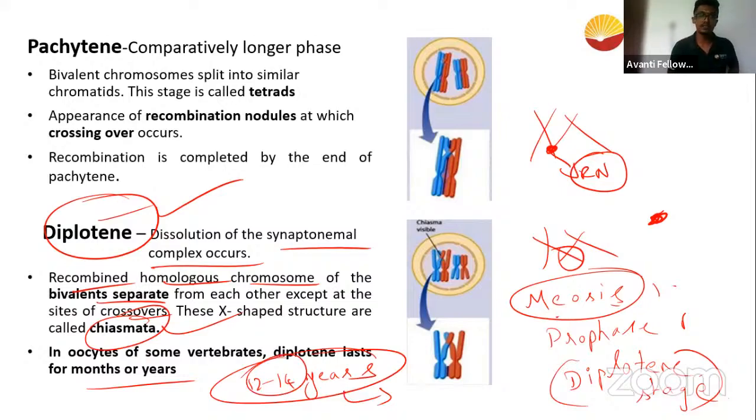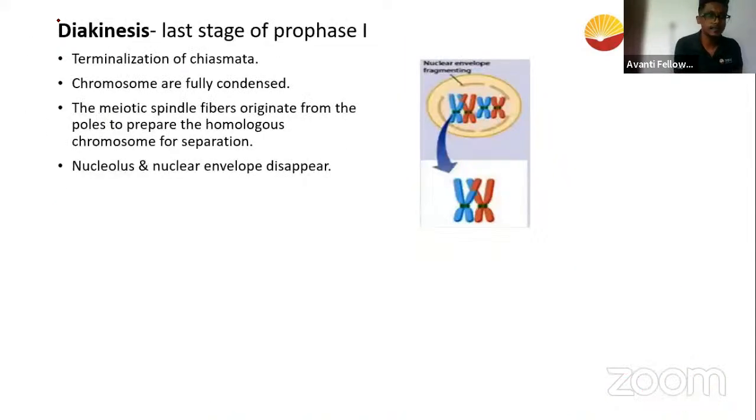What is our next stage after diplotene? Diakinesis. Is it clear? The last stage of prophase 1 is diakinesis. What is diakinesis? I know there is X-shaped overlapping, where the arms are one above the other. This overlapping is removed. Terminalization of chiasmata takes place. Once the chiasmata is removed, now what will happen?